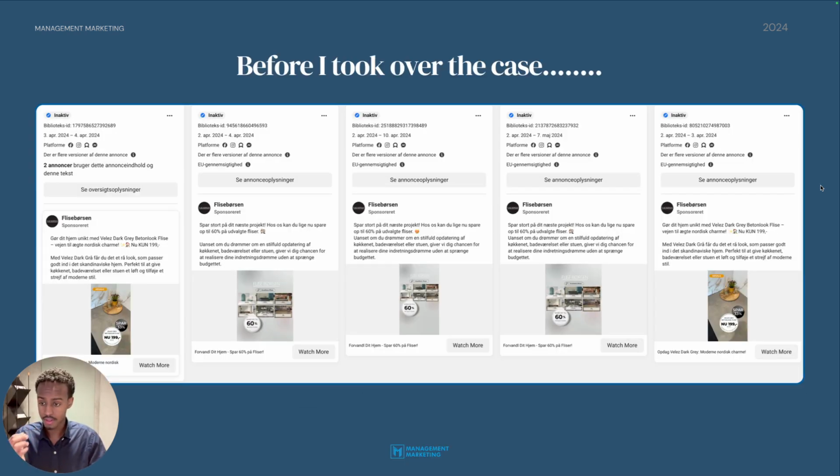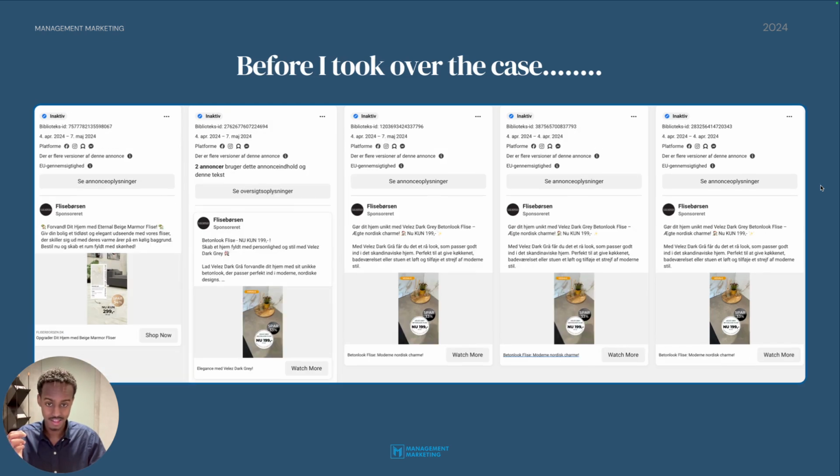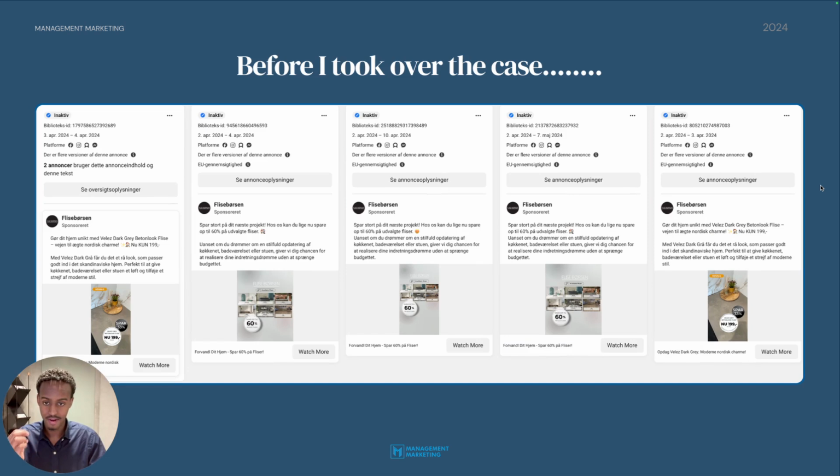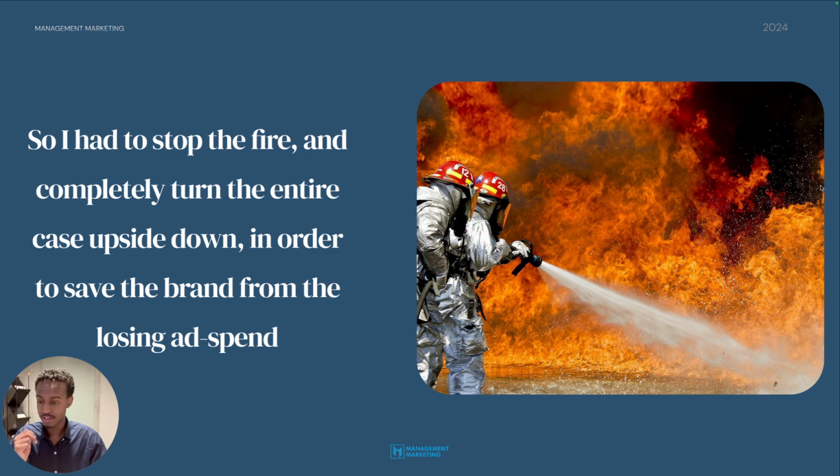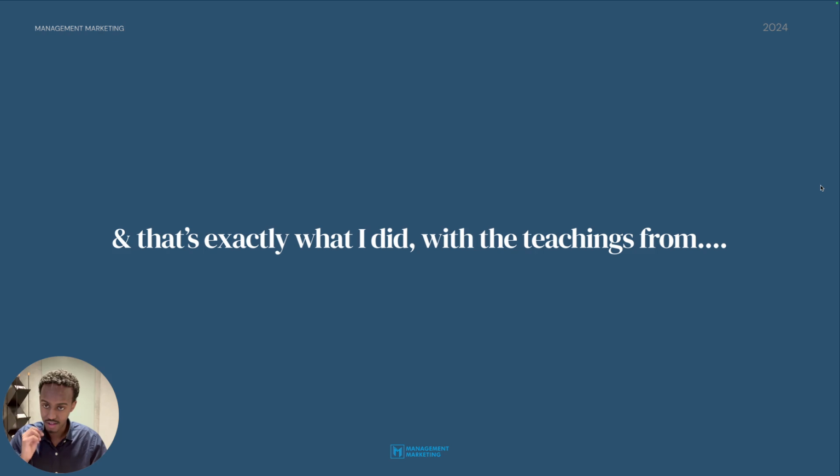You can see some of the ads here, and to say the least, these ads are very poorly executed, from the content to the copy to the call to action, and everything in between. What I had to do was stop the fire and completely turn the case upside down in order to save the brand from losing ad spend month in and month out.